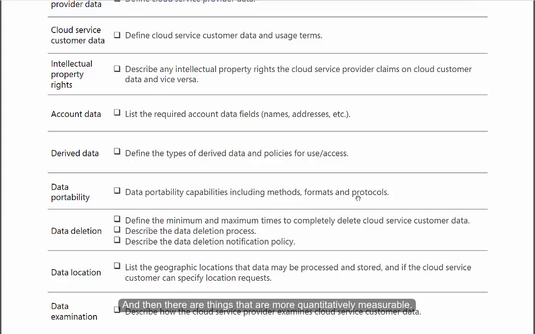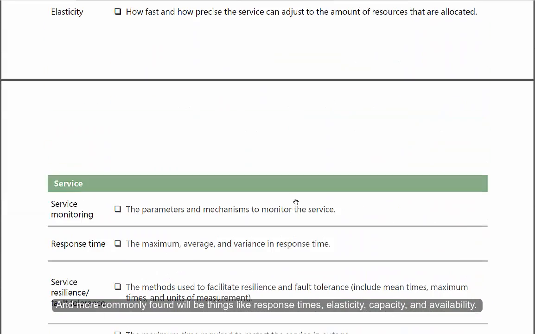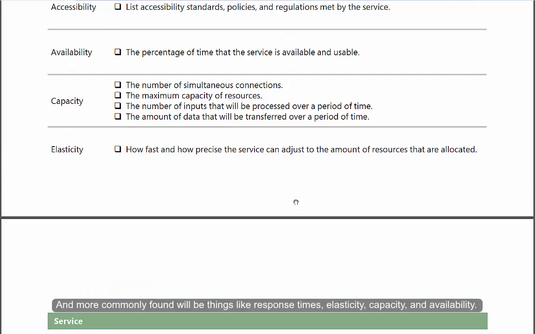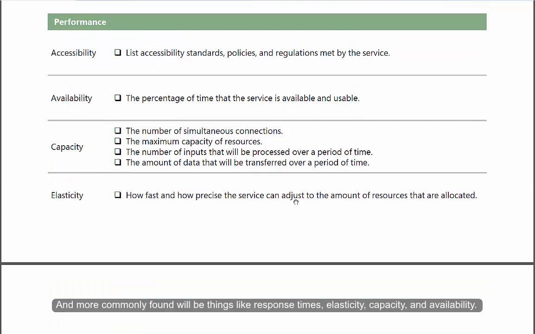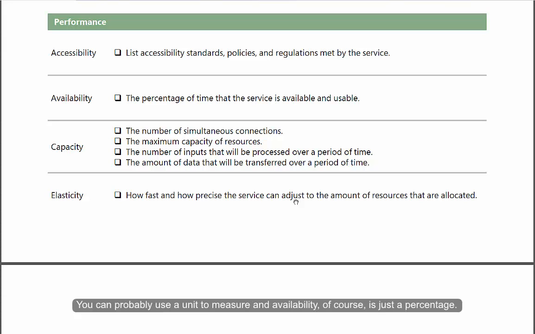And then there are things that are more quantitatively measurable. These are called service level objectives, and more commonly found will be things like response times, elasticity, capacity, and availability. These are all measurable items. You can probably use a unit to measure, and availability, of course, is just a percentage. So these are the types of breakdown of the checklist. And I encourage you to download it and review it because we won't have time to go through it all.